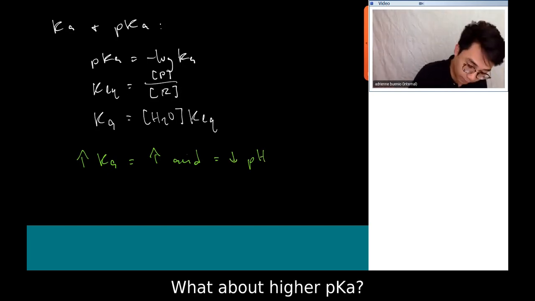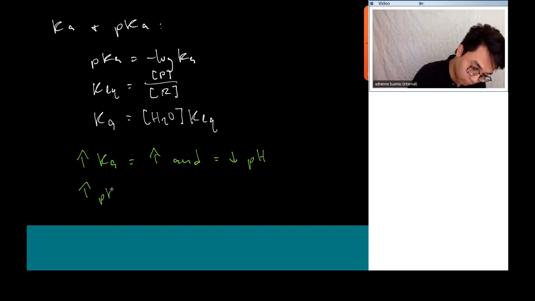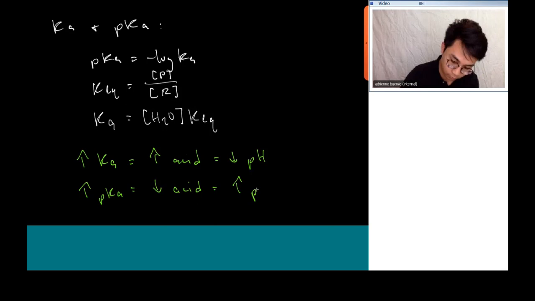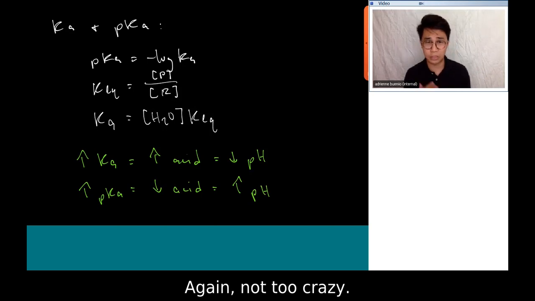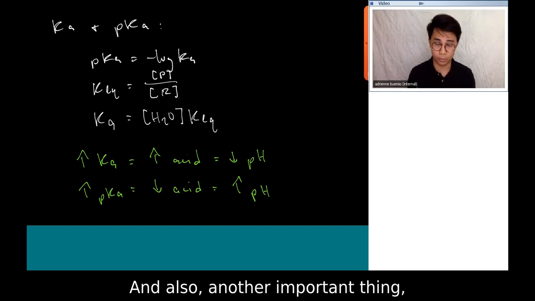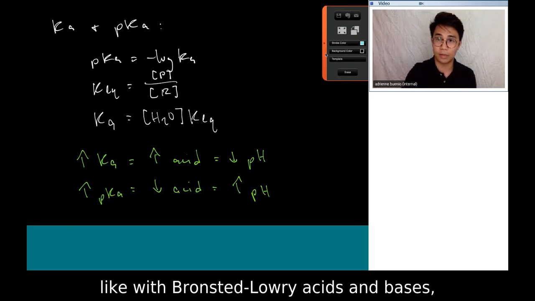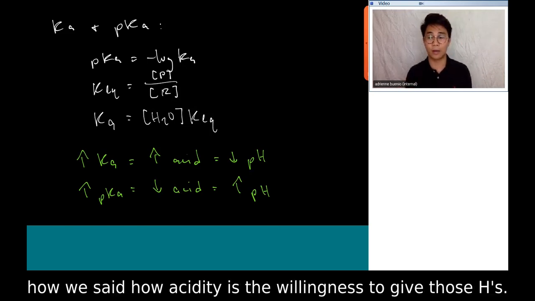What about the higher the pKa? It equals the weaker the acid and the higher the pH, right? So again, not too crazy. And another important thing, like with Bronsted-Lowry acids and bases, like how we said acidity is the willingness to give those H's.